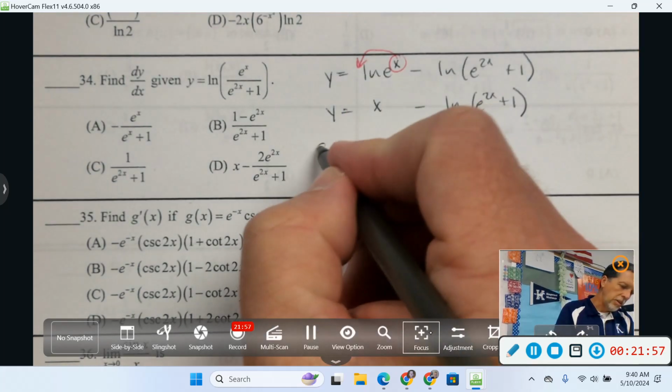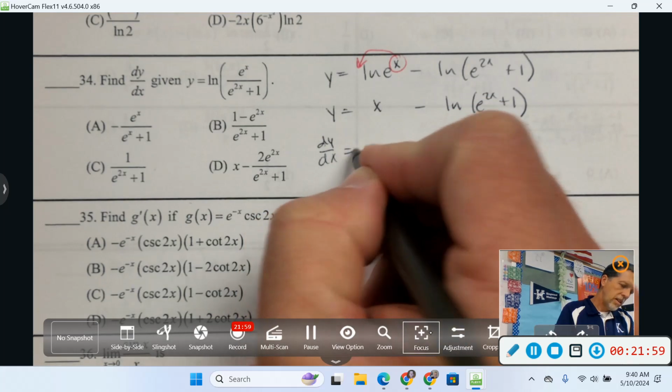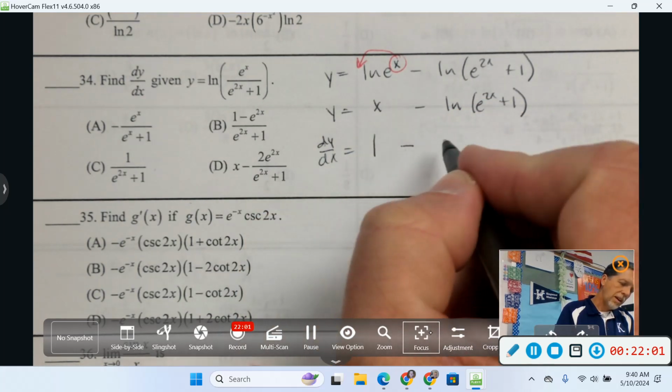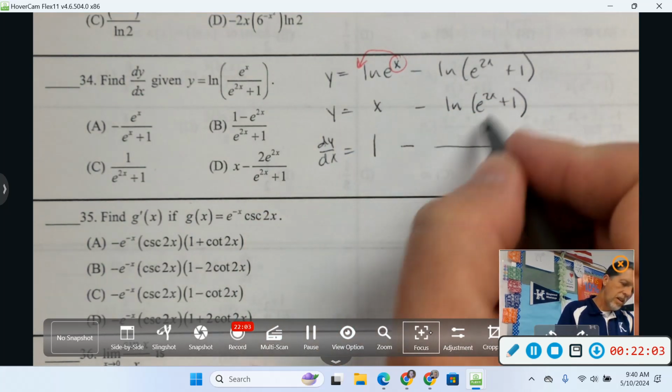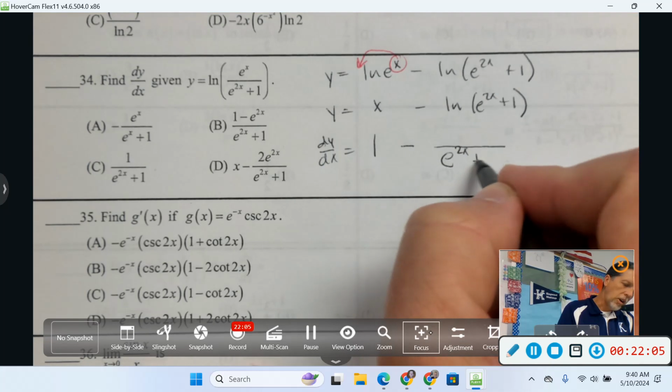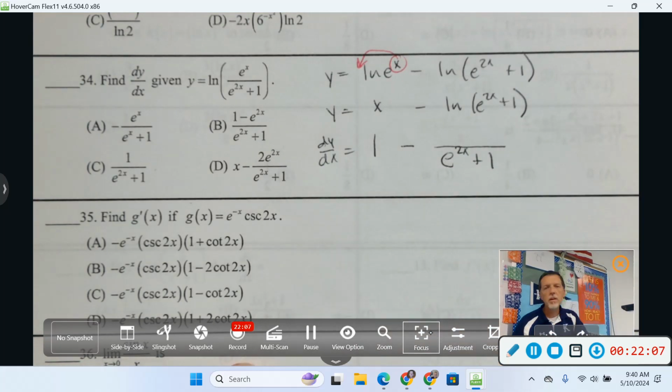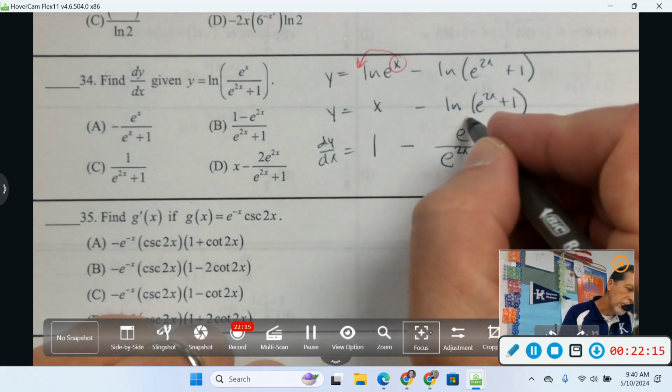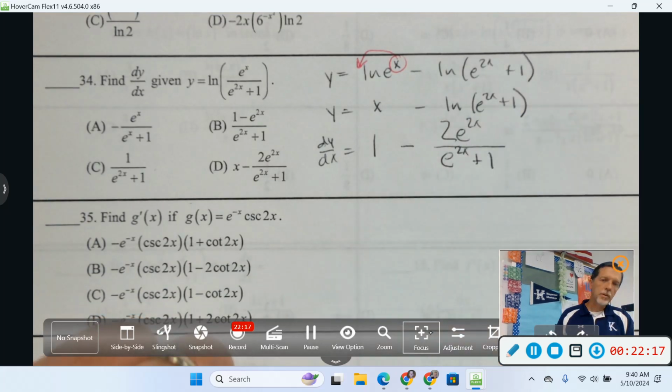So now I can do dy dx. 1 minus the argument in the bottom, 1 over the argument, times the derivative of the argument. So the derivative of the argument in the top, which would be e to the 2x times 2.